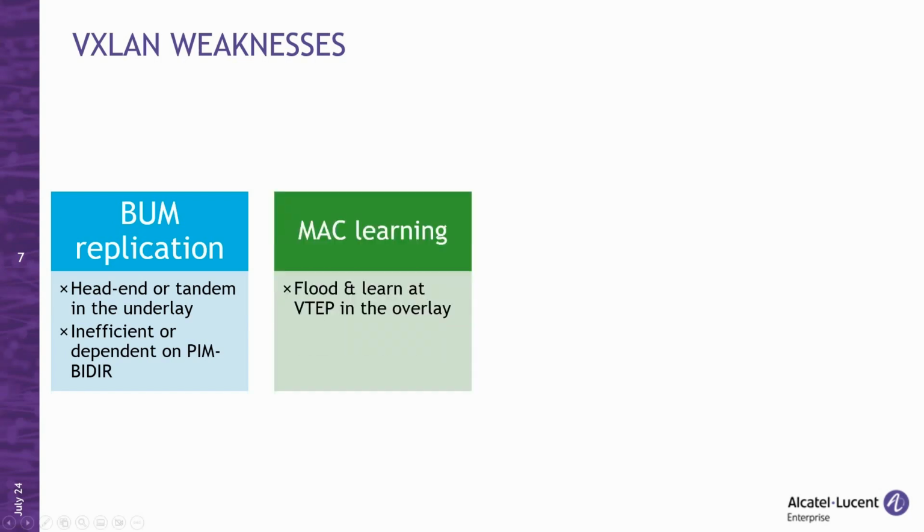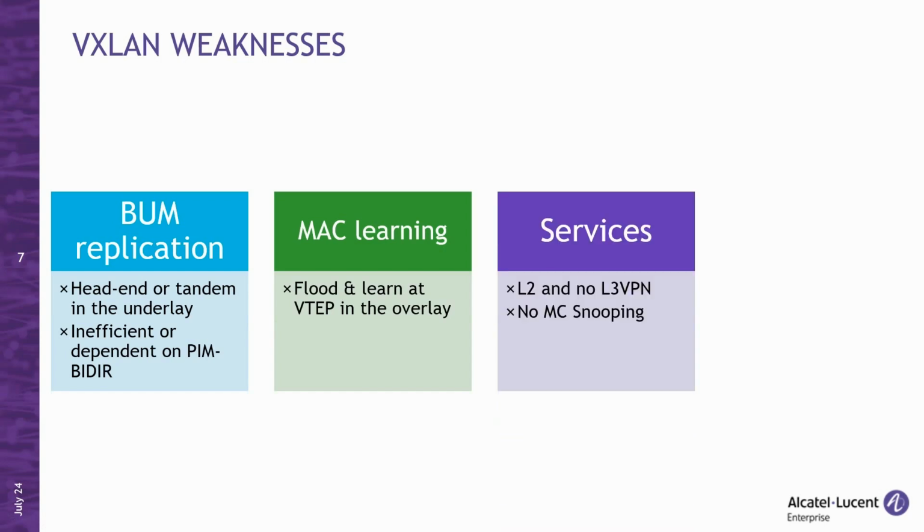Second weakness is that VxLAN relies on flooding to learn end host MAC information. So the local host MAC addresses are learned on the local SAP ports, and the remote MAC addresses are learned on the VTAP SDP ports. Also, from the service point of view, VxLAN services without a control plane are pure layer 2 services. It does not support inter-service layer 3 routing. Another issue is that it does not support multicast snooping in the control plane.